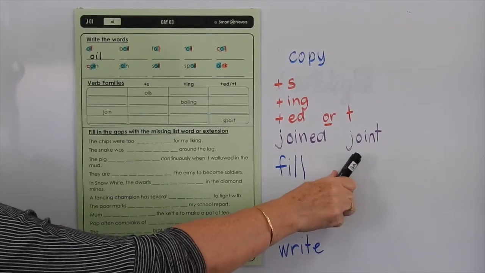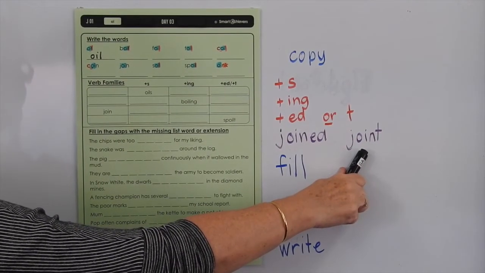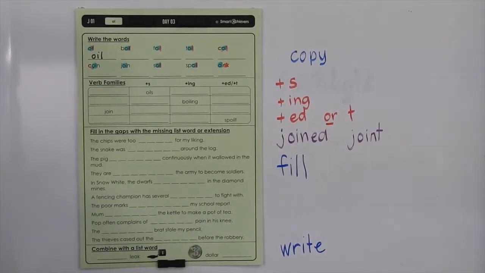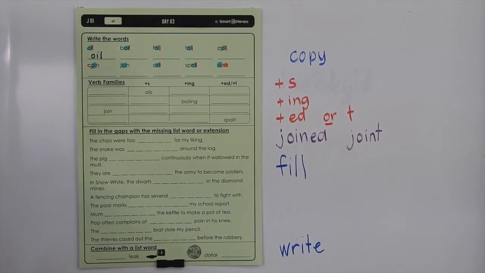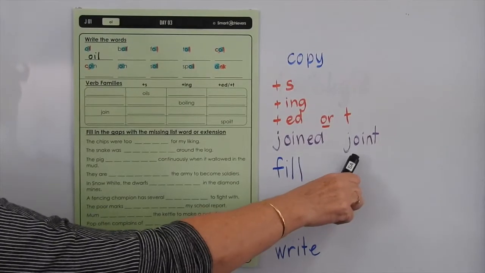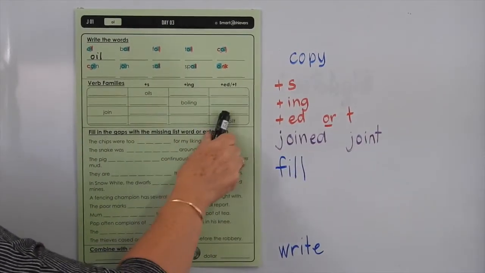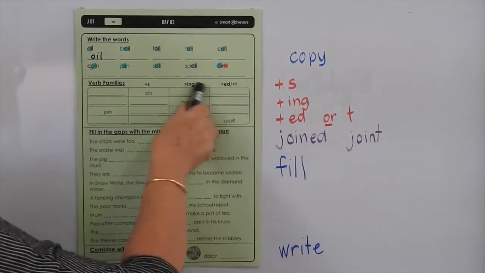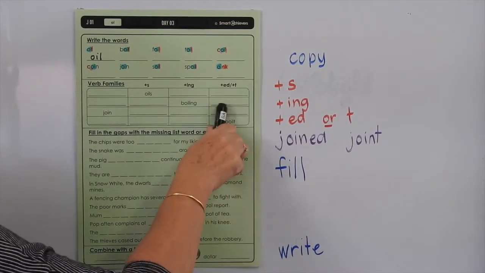If it was a noun, it would be joint. Like I can see the joint in the woodwork or in the table. Or I've hurt a joint in my body. So that would be the noun. These are verbs, so we're adding the ed here.